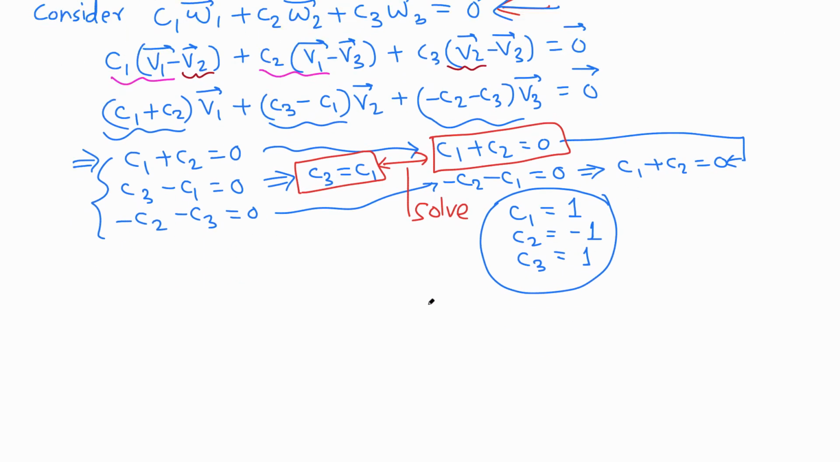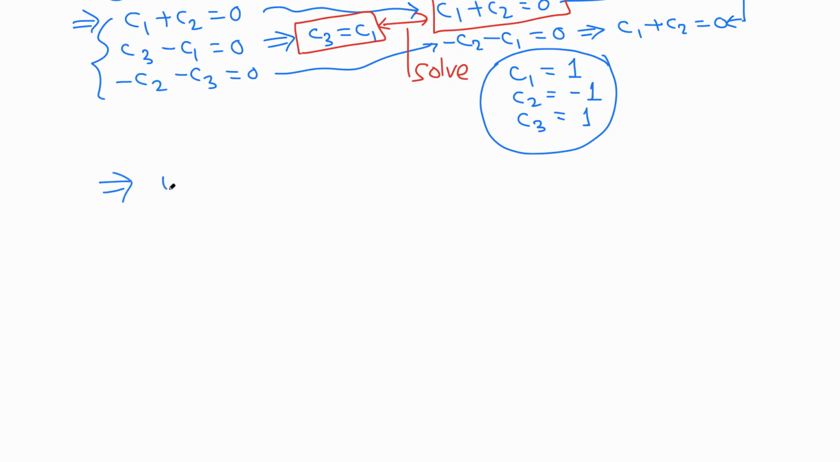So this implies the vectors w1, w2 and w3 are linearly dependent.